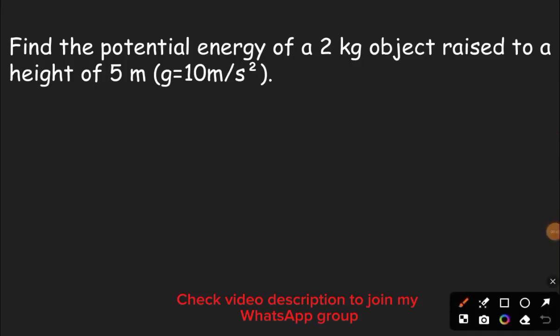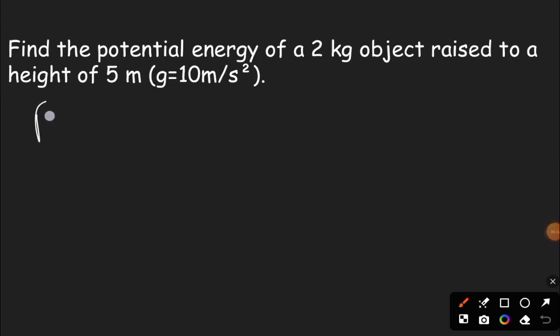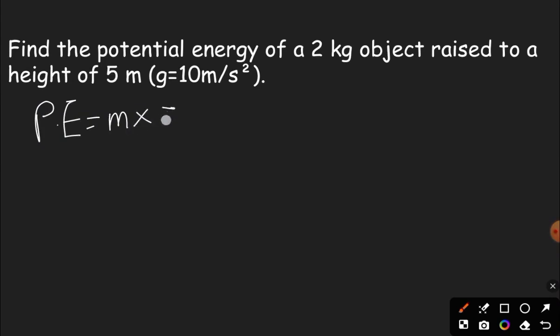So in this series, we are going to look at potential energy. Now, potential energy is the energy possessed by a body with respect to its position. So the potential energy formula is mass times acceleration due to gravity times height.